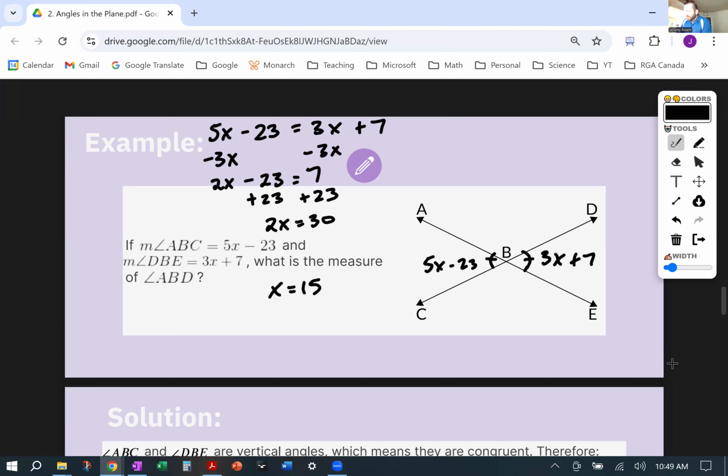Now be careful, this is not our final answer. Sometimes they'll even have 15 as one of the answer choices, and that's there to kind of trip you up. So make sure you're reading the question very carefully. That's a very common thing that happens on the SAT, they'll put what x equals as one of the answer choices, but they're not actually asking you for what x is. Here they're asking you what is ABD. So ABD is 5x minus 23. X is 15. So we're just going to plug in 15 for x.